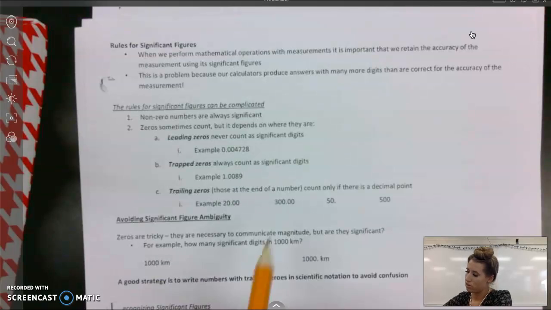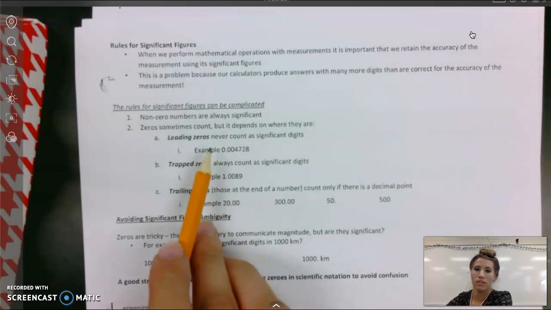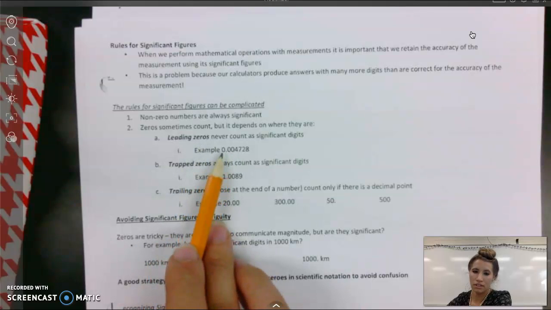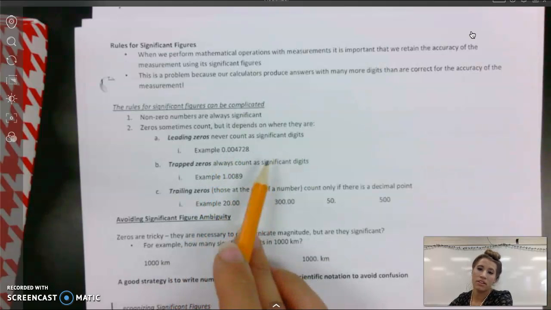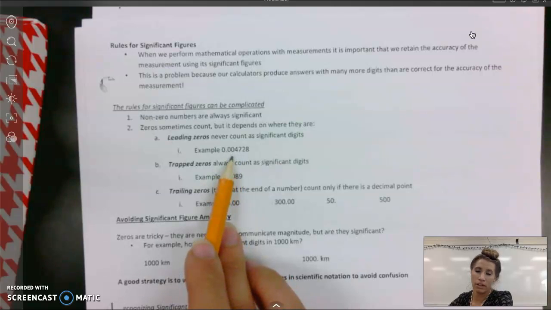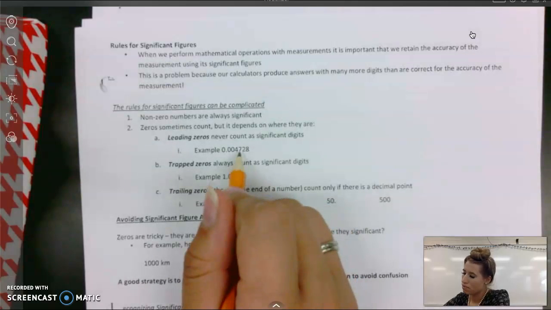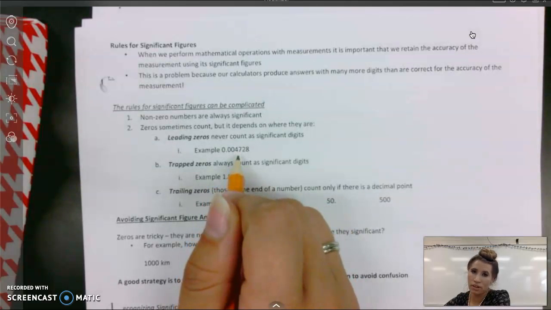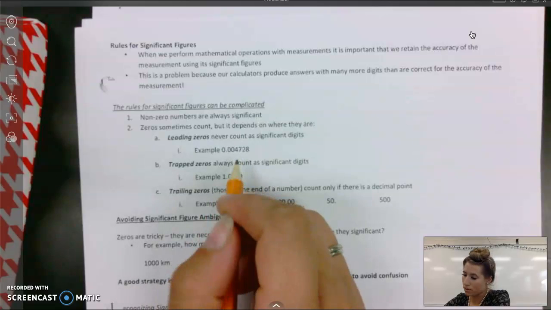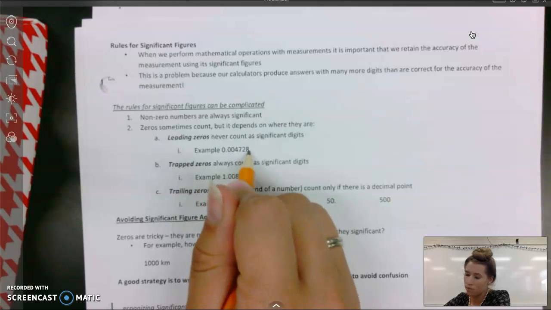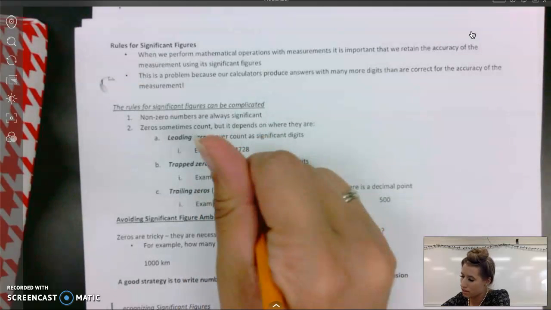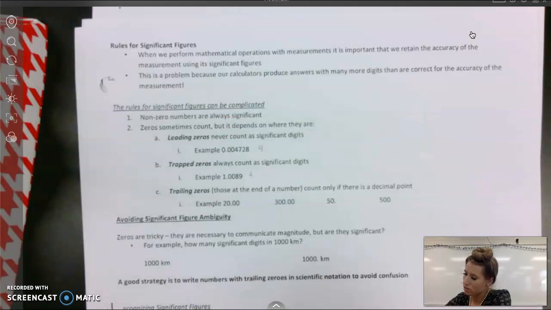Okay, so the rules are, if you have any leading zeros, any zeros before whole numbers start, then those zeros are never counted as significant. Okay, so if I look at this, my numbers between 1 and 9, they are always significant. So these don't count, but then I have 1, 2, 3, 4 sig figs in this example.